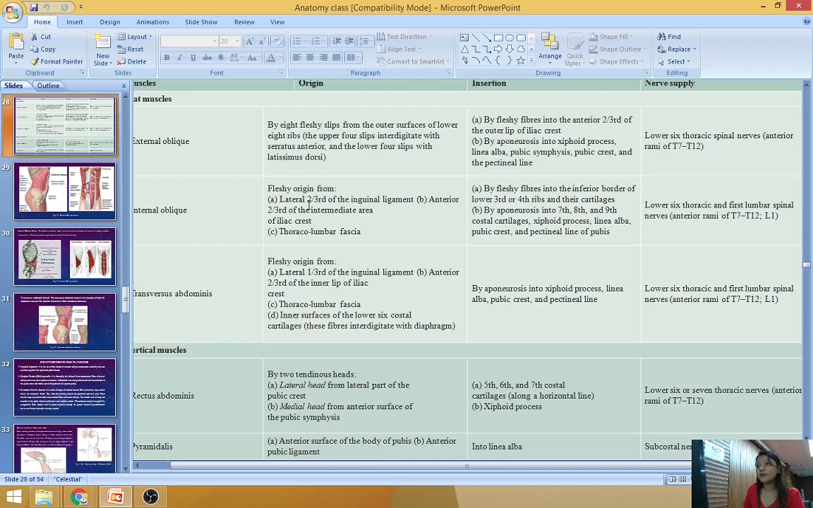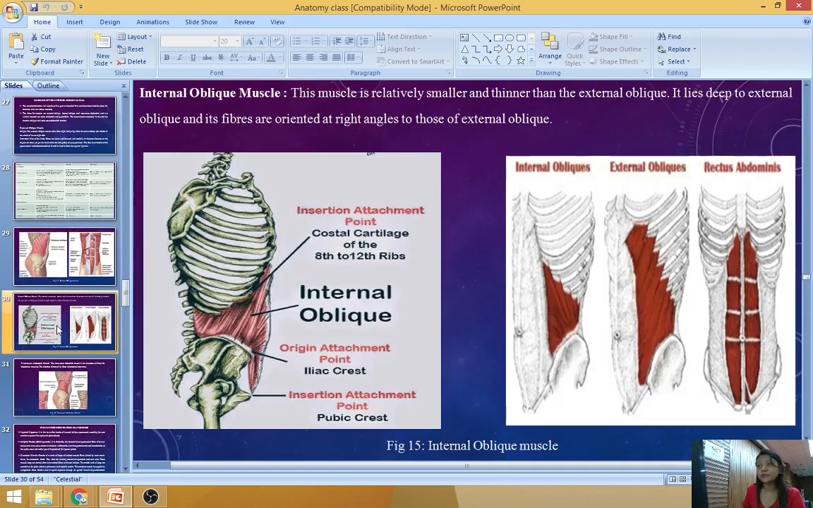Then we come to the internal oblique muscle. Before that I want to show you one more diagram. The internal oblique muscle is relatively smaller and thinner than the external oblique. It lies deep to the external oblique, and its fibers are oriented at right angles. So this is the internal oblique. If you remove the external oblique, you will get the internal oblique. So this is the external oblique, this is the internal oblique. The direction is opposite to that of the external oblique, and it is at right angles.